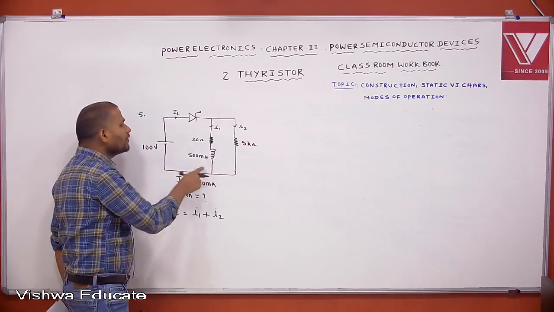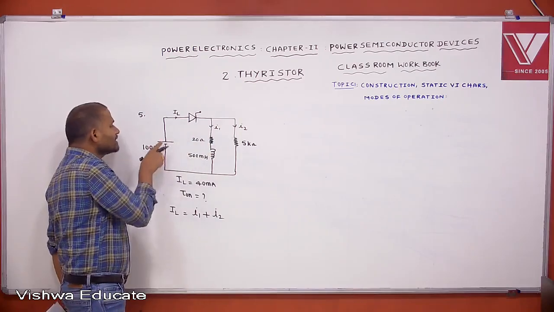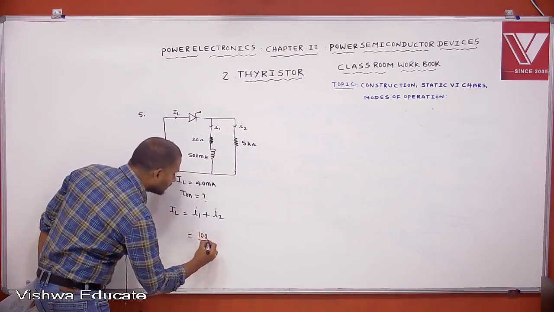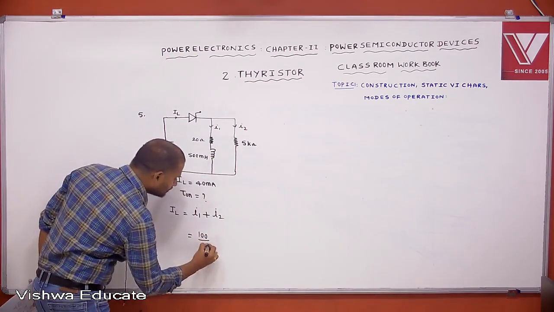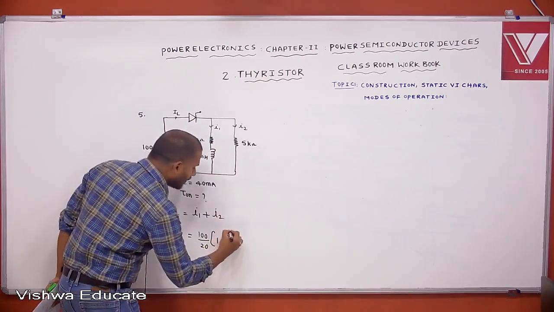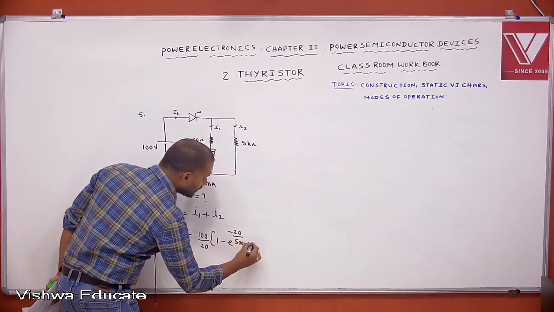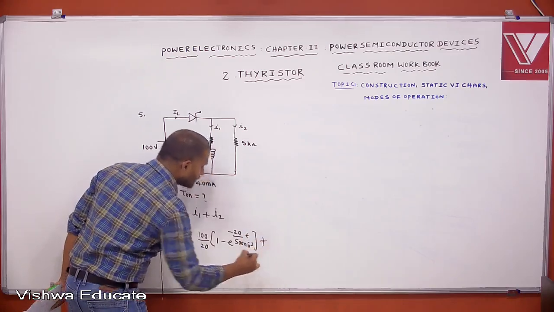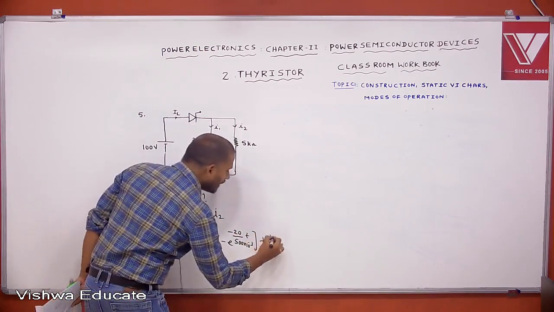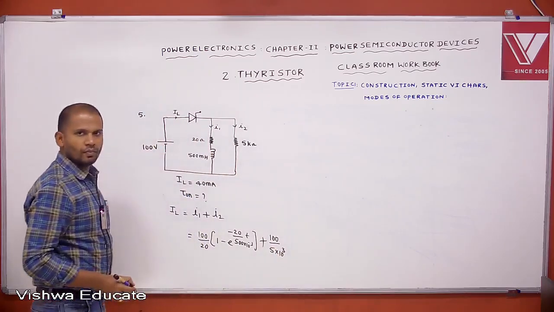Then for this, how to write the formula, you know. If the RL circuit is excited with DC supply, how to write? V by R, that is 100 by R, how much is that? 20. 1 minus e power minus R by L, R is how much? 20. L is 500 millihenry, into T. Plus, this is the R circuit excited with DC supply, that is 100 by 5 kilo ohms, 5 into 10 cube. So okay.